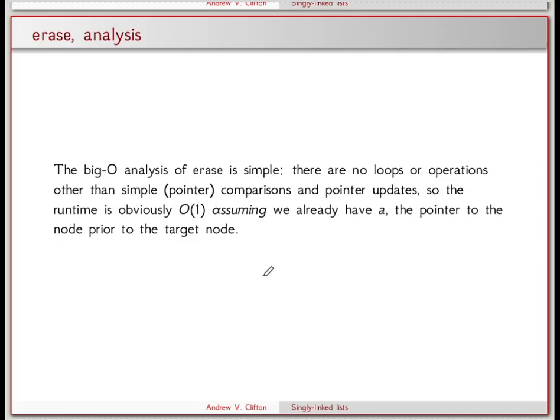I don't know. Again, the analysis for erase is easy. It's all just simple operations, just pointer comparisons and updates. So it all works out to O of 1, but that is assuming that we already have a, the pointer to the node prior to the one that we want to erase.